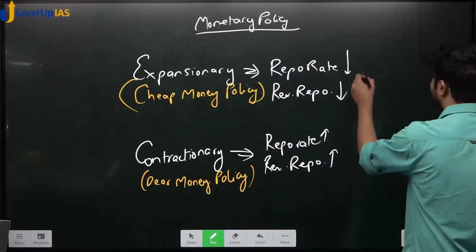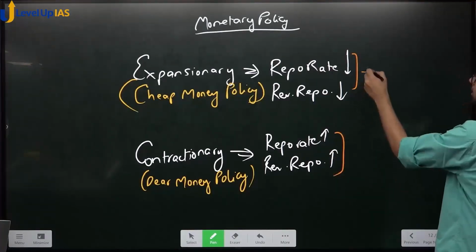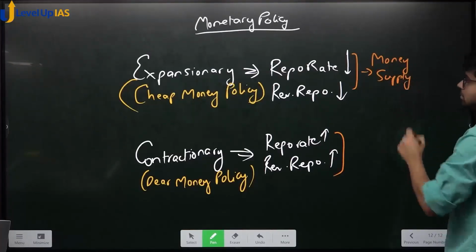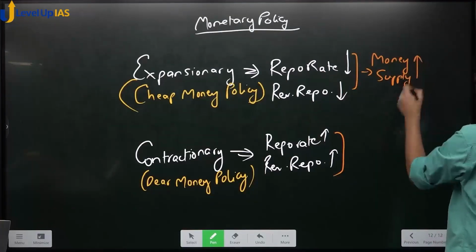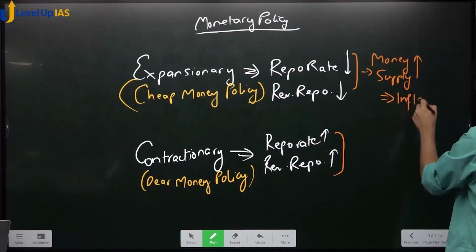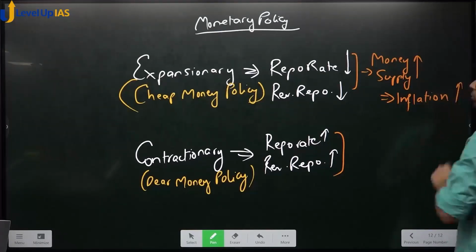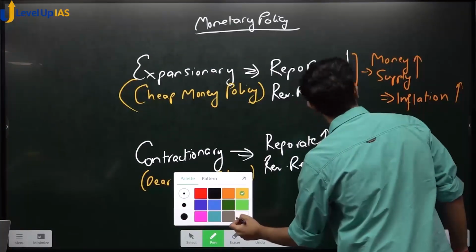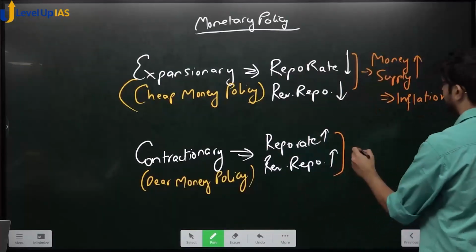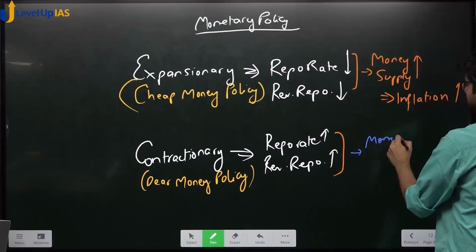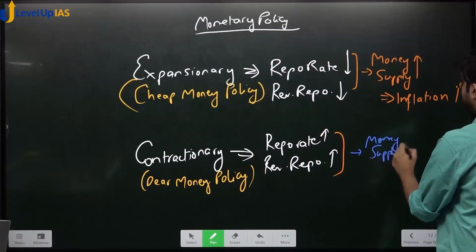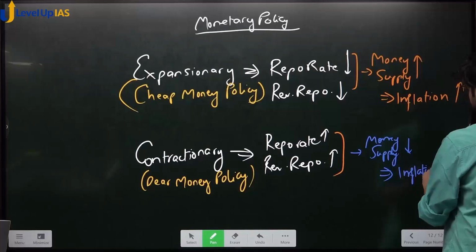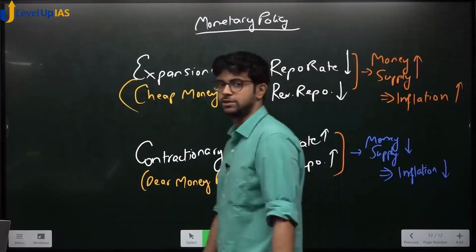So what is the effect of this and this? Money supply increases or reduces? Money supply increases. What happens to inflation? Inflation also goes up because money supply is more, purchasing is more, everything is more. And here what happens? Money supply reduces and inflation reduces.